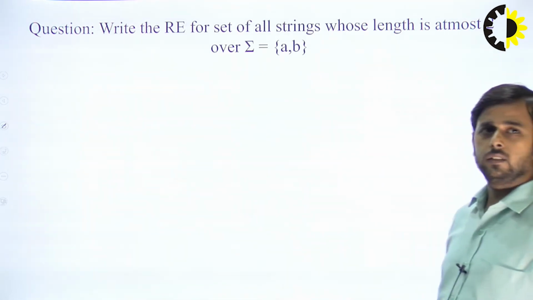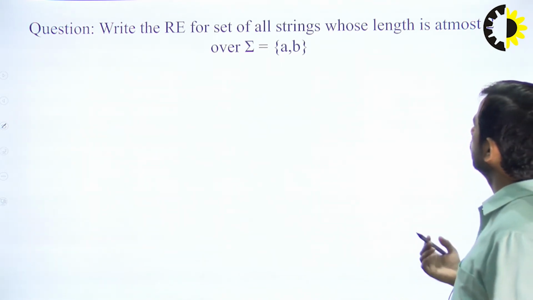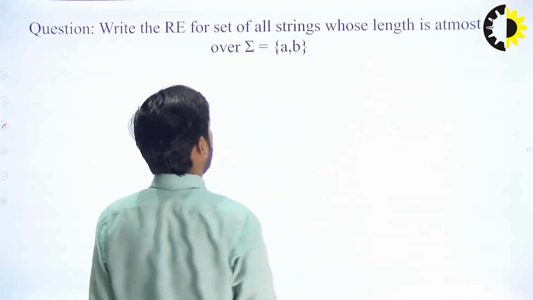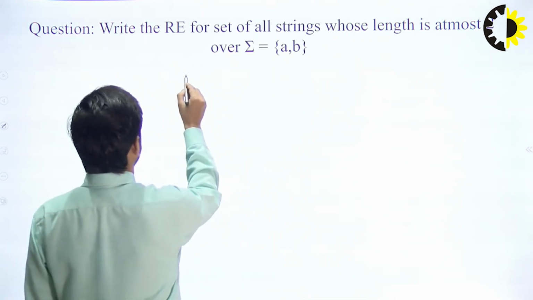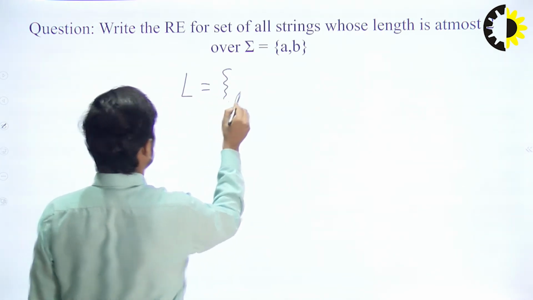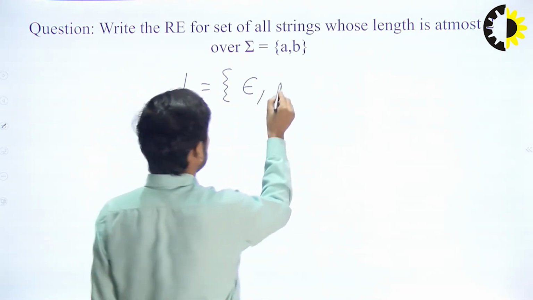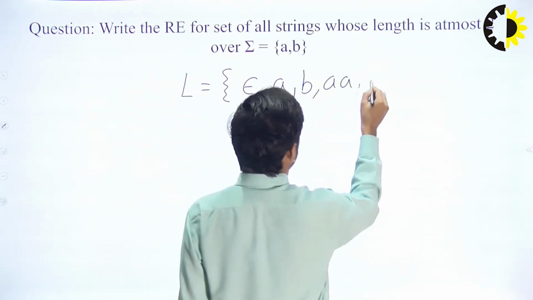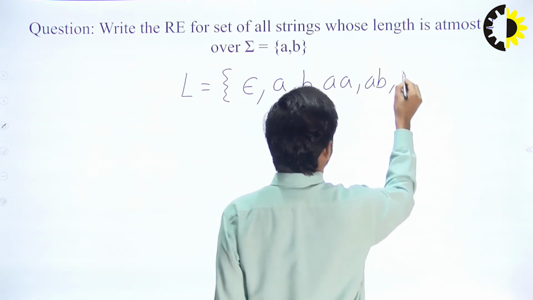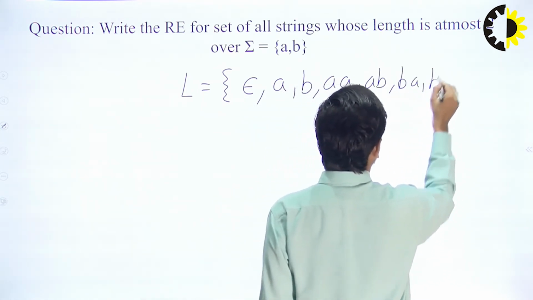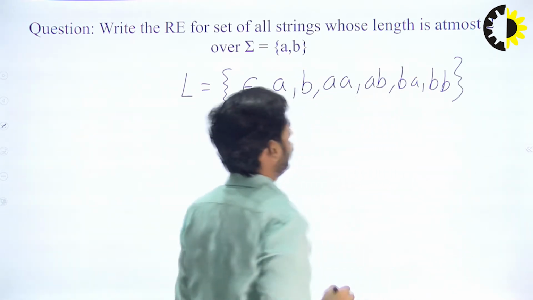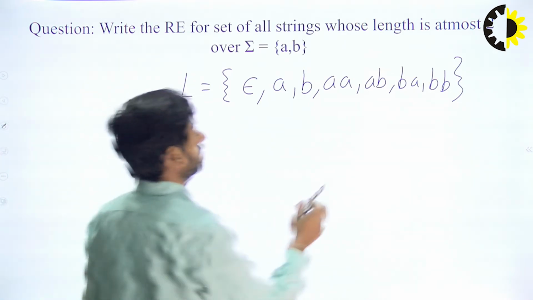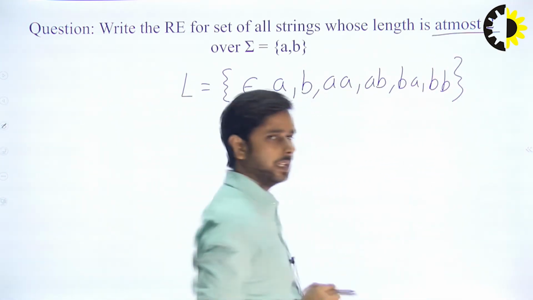Next, write the regular expression for the set of all strings whose length is at most 2. Length can be 0, meaning epsilon; length can be 1, A and B; length can be 2, AA, AB, BA, BB. More than 2 is not possible. The maximum length will be 2.